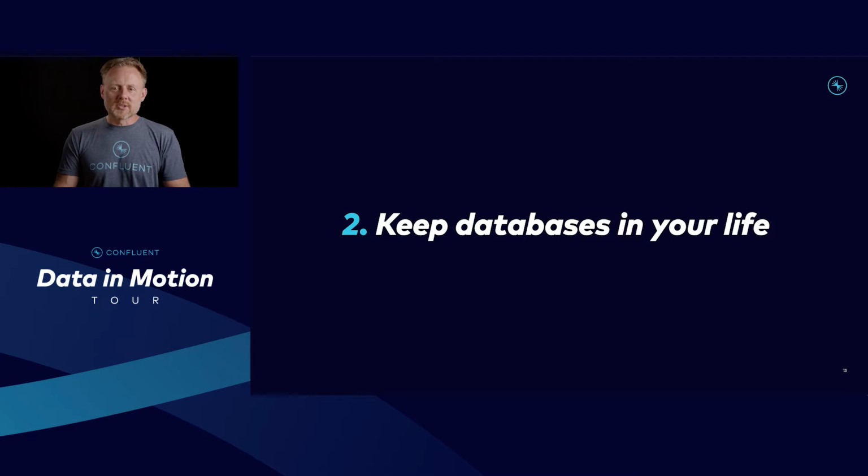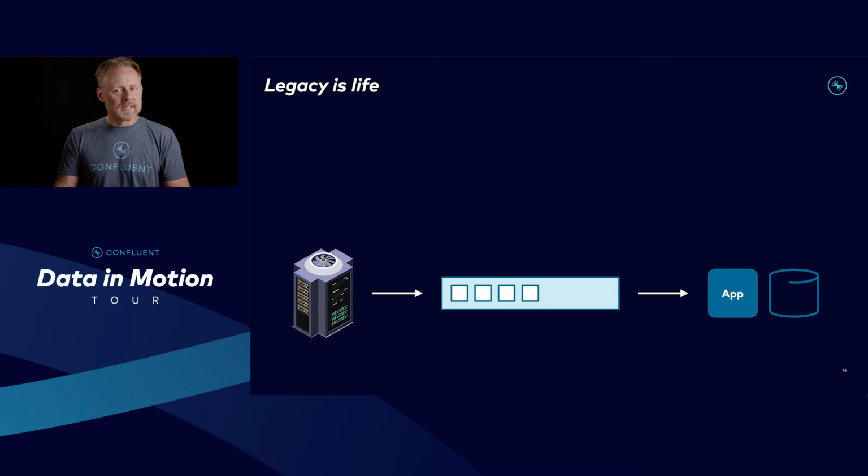Second way to succeed with event-driven architecture, keep databases in your life. The presence of centralized databases is not a failure, first of all. Okay, now, event-driven architecture sort of takes the database off the throne. Ideally, the database is not the system of record. It's a materialized view of the sequence of events, which themselves are the system of record. So the system of record becomes events in a topic inside Confluent somewhere. A database is a way to look at that.